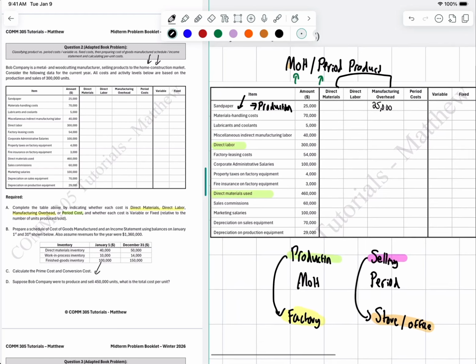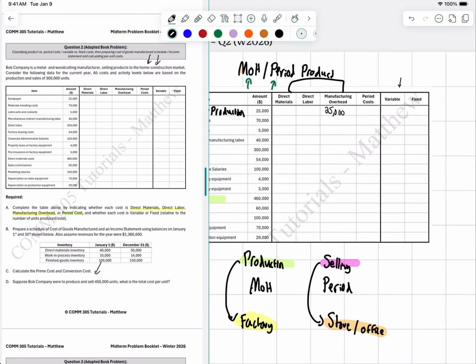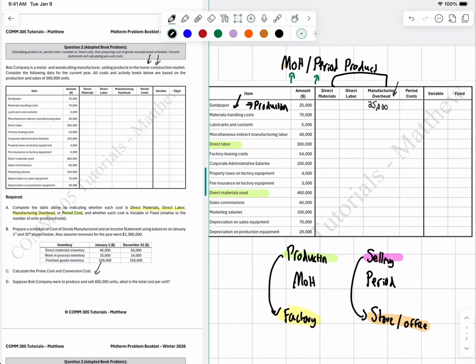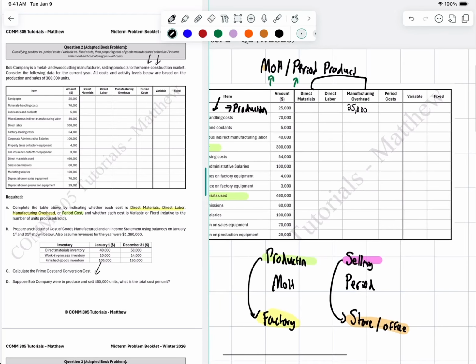Now, next up, is it variable or fixed? Well, sandpaper, guys, okay, it's an indirect cost, right? It's overhead. And in my opinion, it is variable. The reason why, guys, is obviously the more material you'll use, the more that will get sanded. Therefore, it's going to scale with production volume.